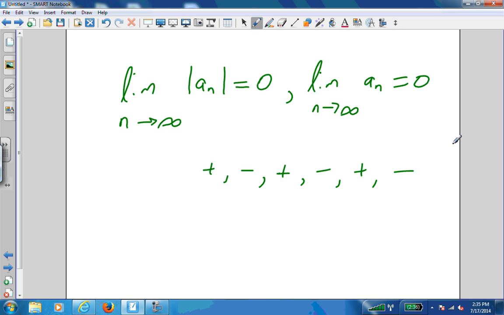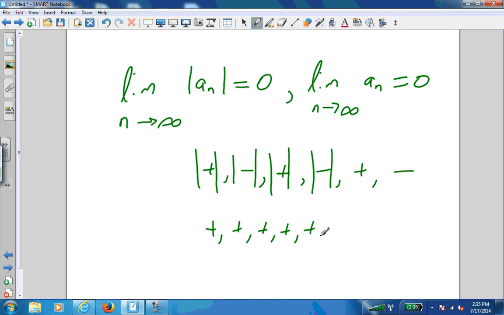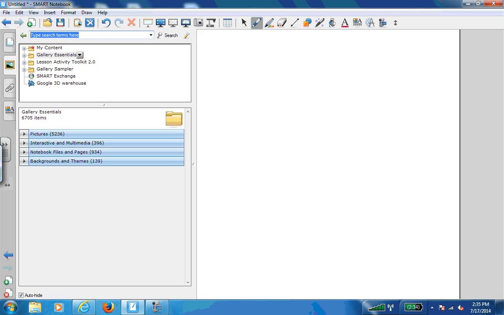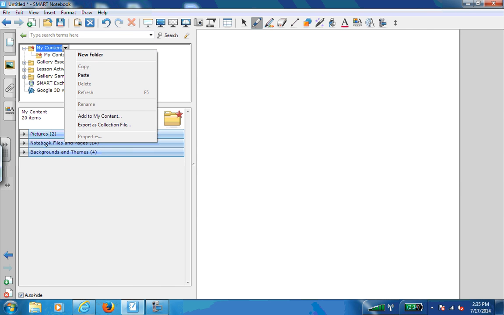So what do we mean by that? If we were to take the absolute values and take out all the negatives and make every term positive, if that sequence goes to 0 as n goes to infinity, then the original sequence would also go to 0. Let's see what that looks like.